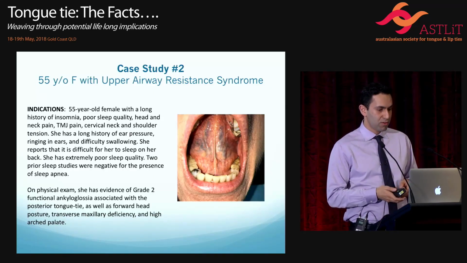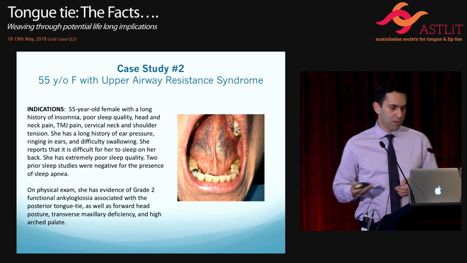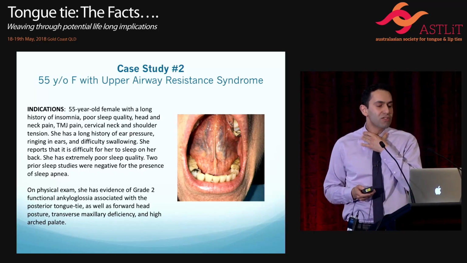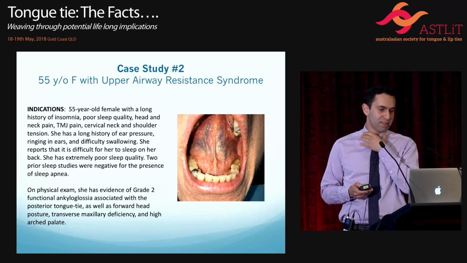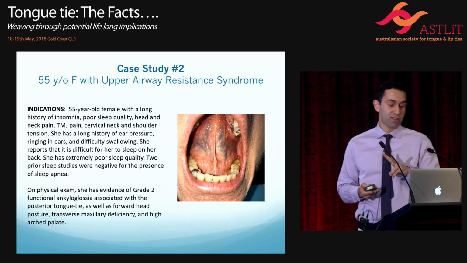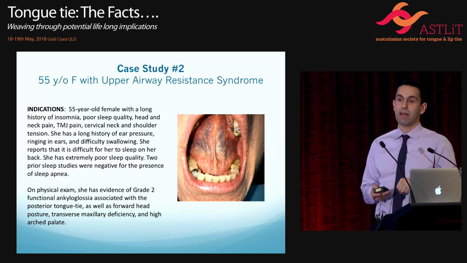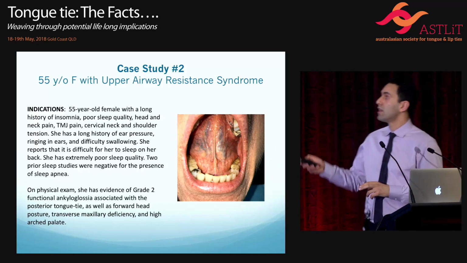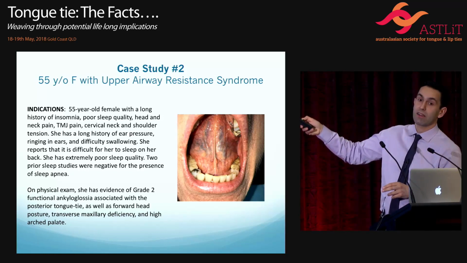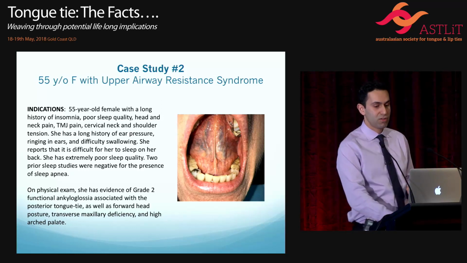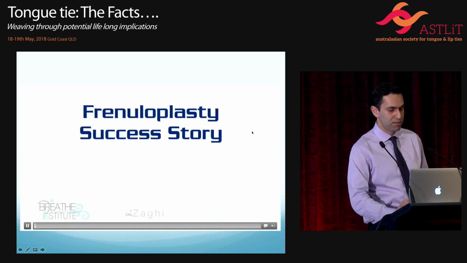It's a 55-year-old female with head and neck tension, poor sleep quality, TMJ and cervical neck issues. She can't sleep very well, and she had 2 prior sleep studies that were negative for the presence of sleep apnea. So this is a case in which we're talking about upper airway resistance syndrome. And you can see she's able to get up her tongue, but she's really straining the floor of the mouth. And so here's what she was like during the procedure.